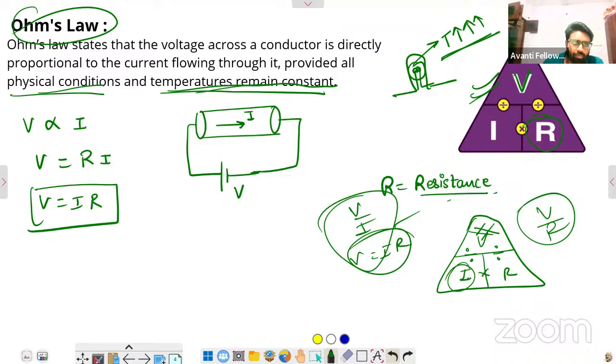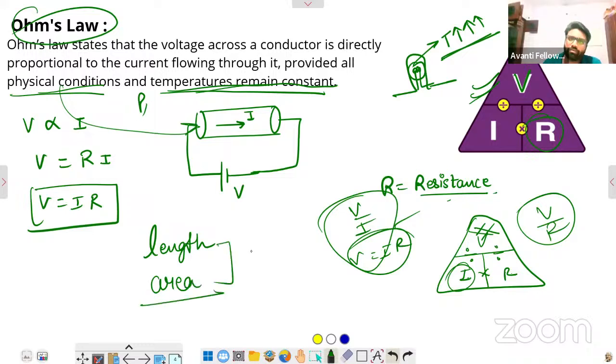Okay. So Ohm's law we can only apply when the physical conditions, like temperature, remain constant. Now what about the physical conditions? Pressure is also a condition, we include pressure here too. And by physical condition, what do you mean? The length of the conductor and the area of the conductor. These two also must remain the same. Okay. If you change the length of the conductor, then the flow of current will be disturbed. If you change the area of the conductor, then also the flow of current will be disturbed. Okay.